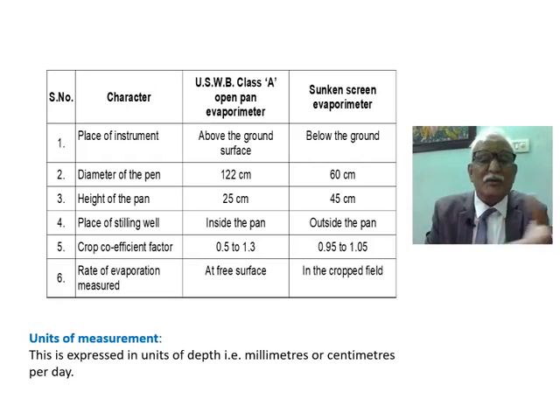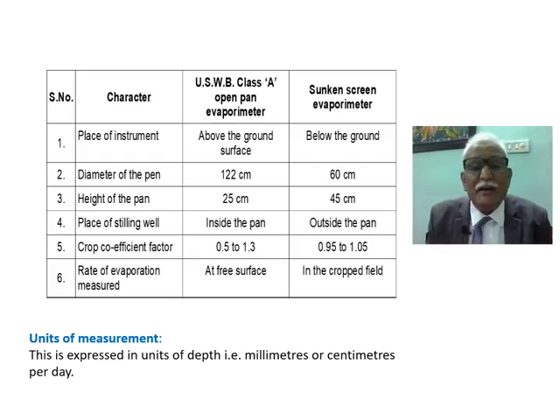With the help of this crop factor, the water requirement of a crop can be worked out very easily. The differences between the USWB open pan evaporimeter and the sunken pan evaporimeter are very simple. The place of the instrument: the USWB is above the ground, this is sunken below the ground. The diameter is 122 versus 60, height 25 versus 45. The place of the stilling well is inside the pan for one, outside the pan for the other. Very interesting: the crop coefficient factor for the USWB is 0.5 to 1.3. With that much range, it is so difficult to schedule irrigation. In the sunken pan it is 0.95 to 1.05, so narrow. This gives the rate of evaporation at the free surface in the crop field, the sunken pan in the crop field.